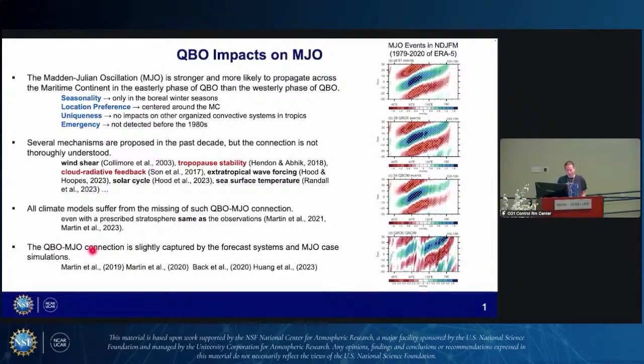And last, the QBO-MJO connection is somehow magically, slightly captured by the forecast systems and some of the MJO case simulations, as listed here.